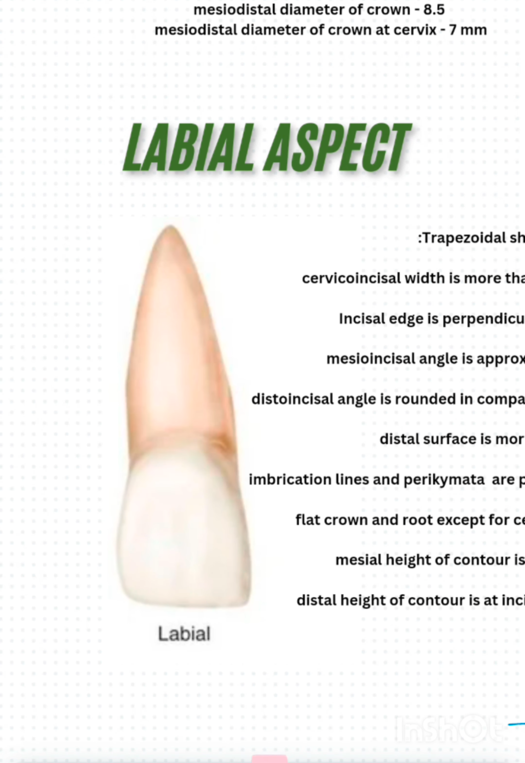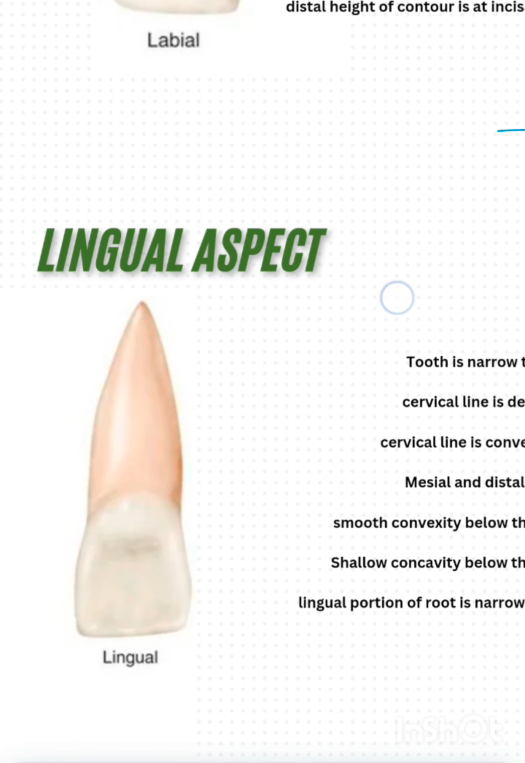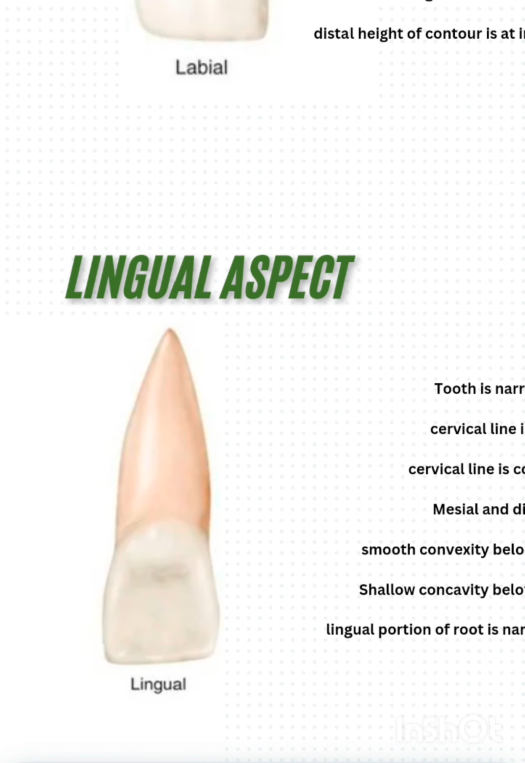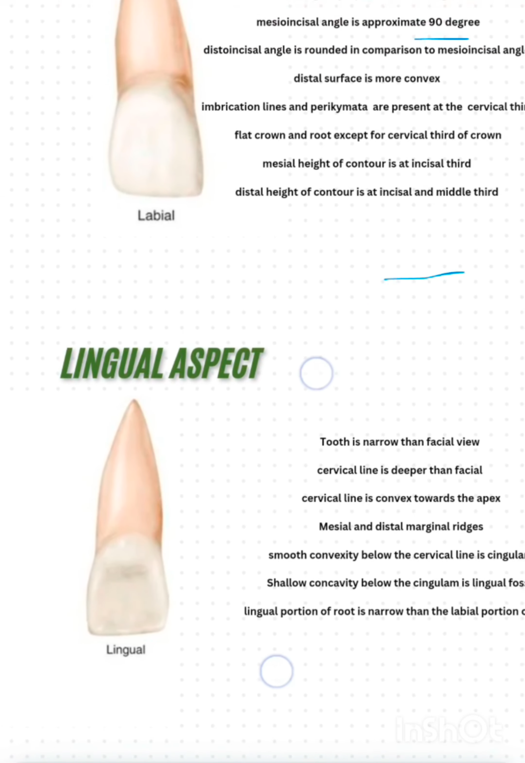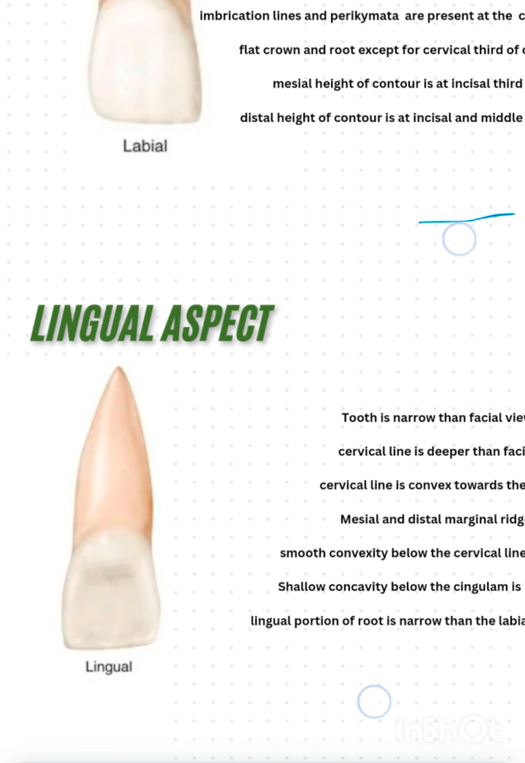Now come to the lingual aspect. The labial aspect is smooth surface, but the lingual is not. Lingual surface has more convexities and depressions, concavities and convexities. So first of all, the tooth is narrower than the facial view, and the cervical line is deeper than the facial side.